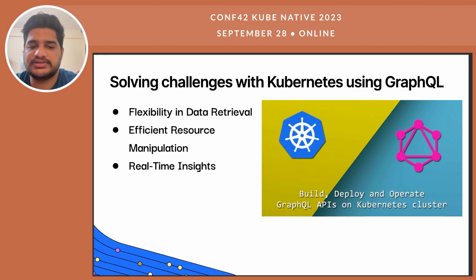The other thing is efficient resource manipulation. It's not just confined to data retrieval, but also if you want to do manipulation or updating of data, mutations in GraphQL are our trusted companions in this, simplifying the intricate tasks of modifying data within Kubernetes. So you can essentially update, create, delete resources all within a single well-orchestrated, well-constructed query.